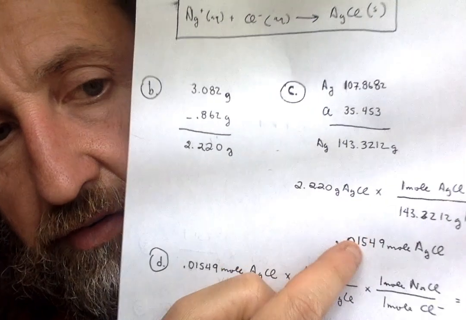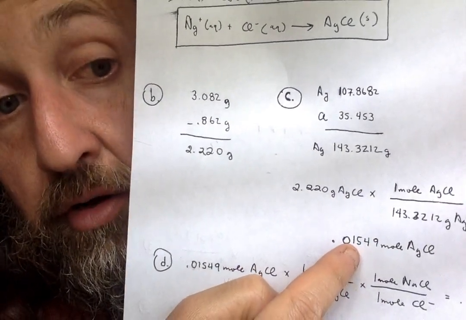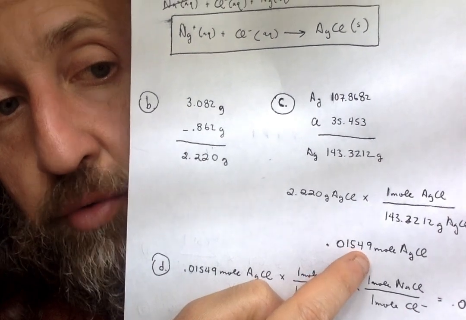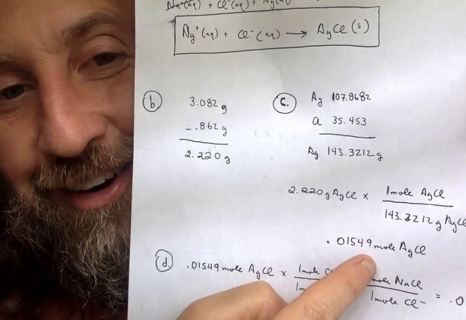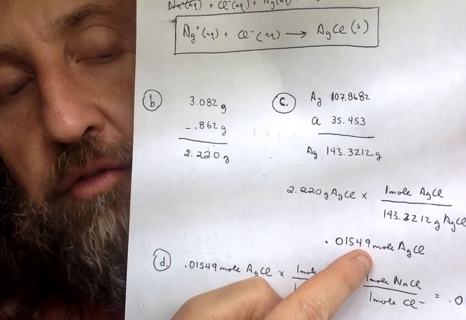Now here I still keep, because that 0 is a placeholder, 1549. That is 4 sig figs right there. And if you get confused, you could write that as a scientific number, and it would be 1.549 times 10 to the negative 2, and that would indicate, oh, there's my 4 sig figs, and that shows how that first 0 is a placeholder. So I'm working now with 0.01549 moles of silver chloride.